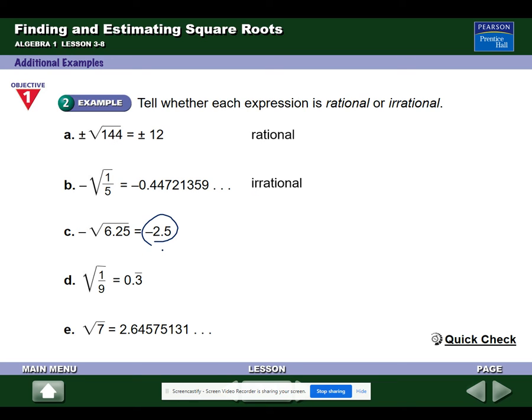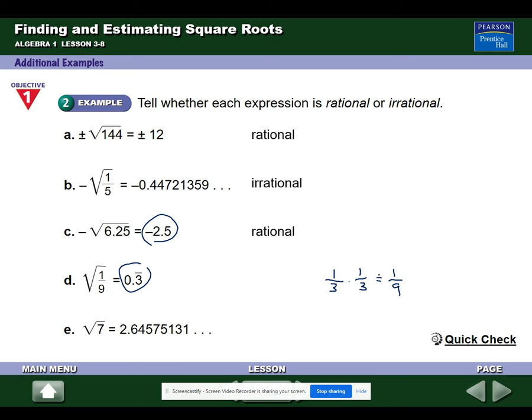Here we have negative 2.5. That's obviously rational because it terminates. Here you have 0.3 repetend. That's obviously rational because it repeats. Now you say, well, why is that one different from part B? Well, because the square root of 1/9 is 1/3, right? 1/3 is 0.3. See, 1/3 times 1/3 would give you 1/9. So the square root of 1/9 is 1/3.